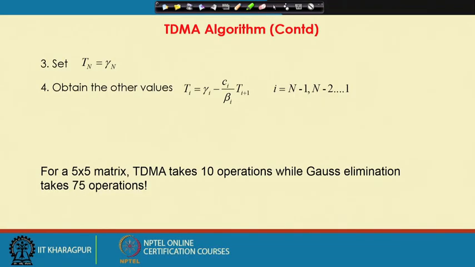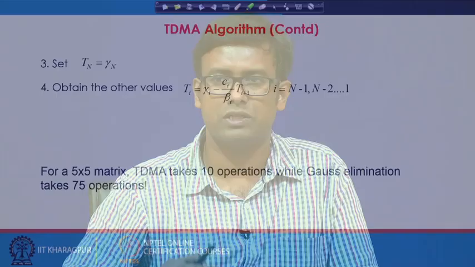There will be one sweep calculating all gamma and beta from 1 to n, and there will be one backward sweep calculating all T's from T n minus 1 to T 1. For a 5 by 5 matrix, the TDMA takes order of n, so just 10 operations, 5 operations forward step, 5 operations backward step, while Gauss elimination takes 75 operations. So, in any computer program, it should be more than 7 times faster than the Gauss elimination process.